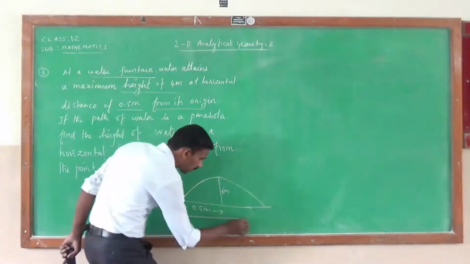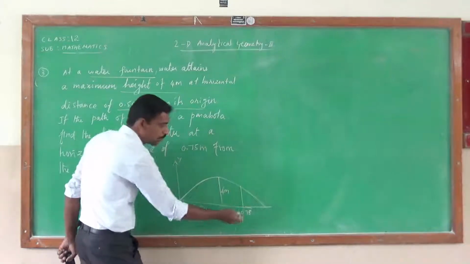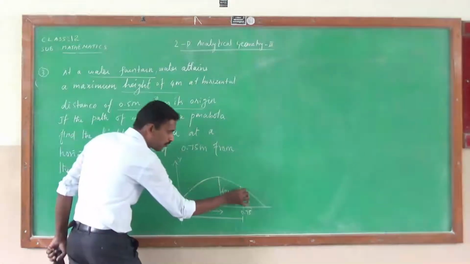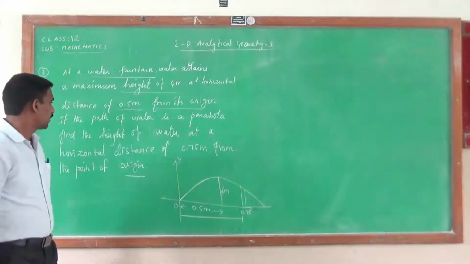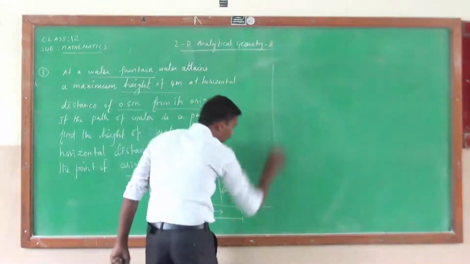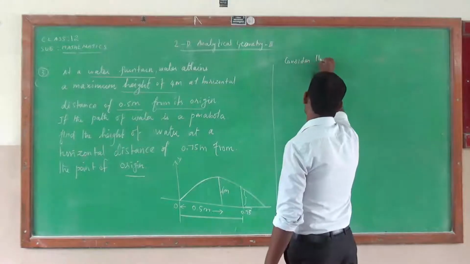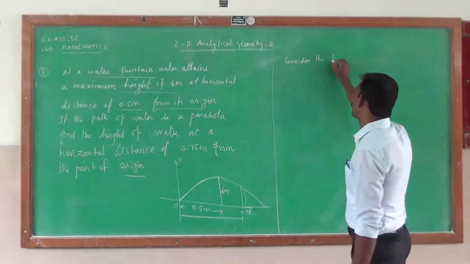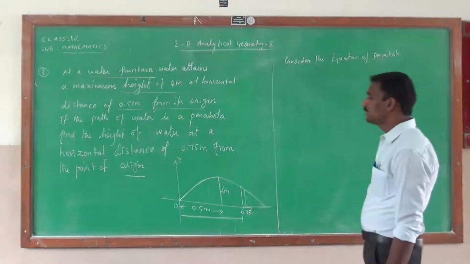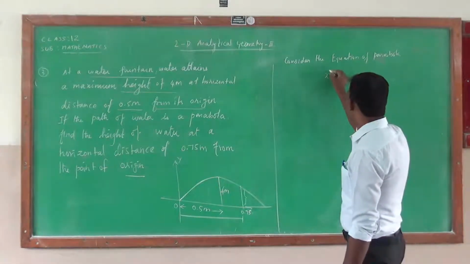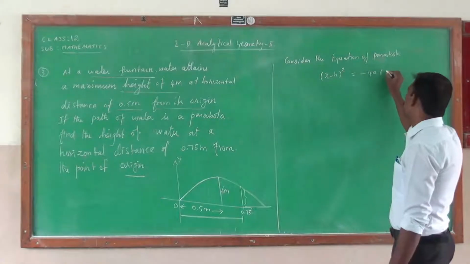Now, we want to calculate the height of the water at 0.75 meter from the origin. Now you see from the diagram, we want to consider the equation of the parabola, which is x minus h the whole square equals minus 4a into y minus k.